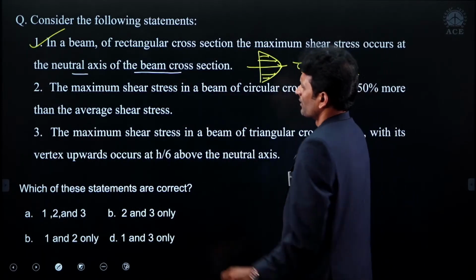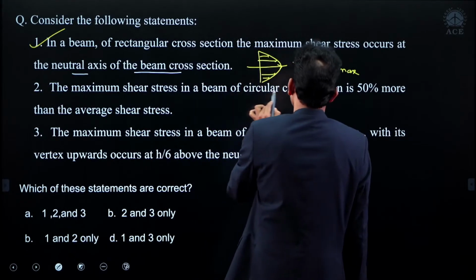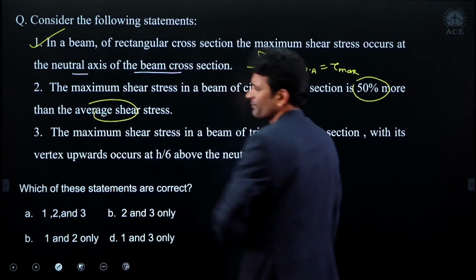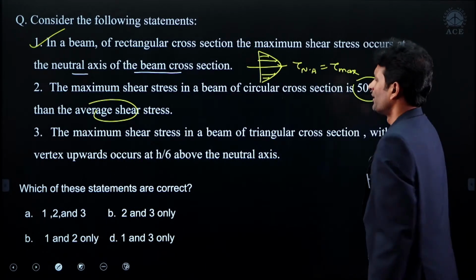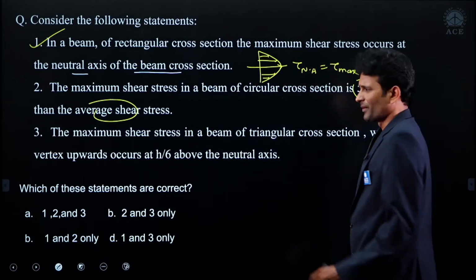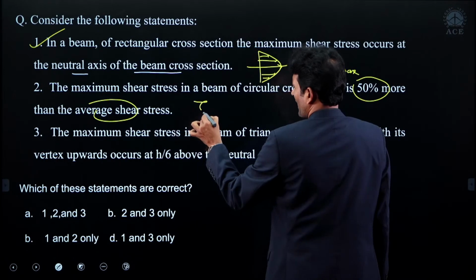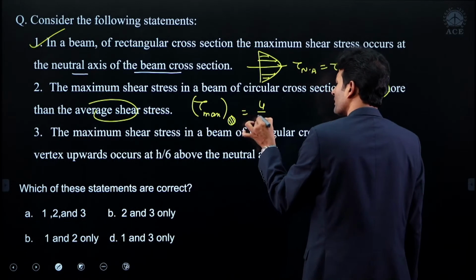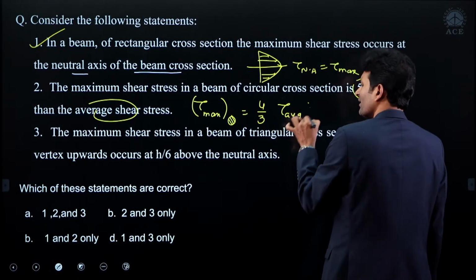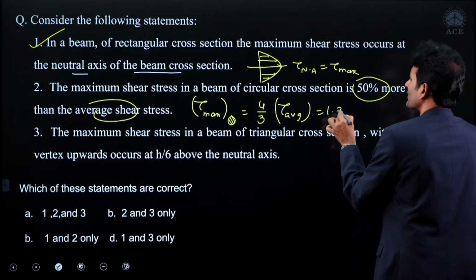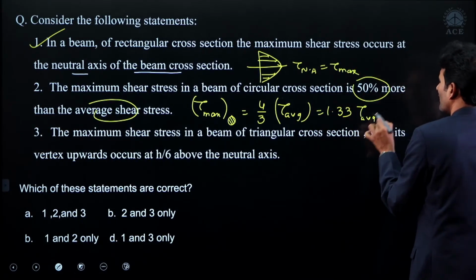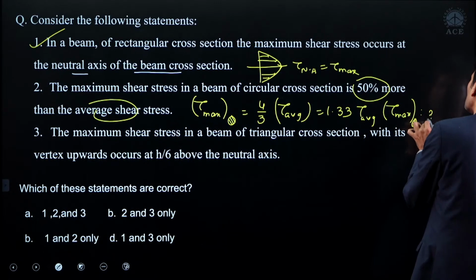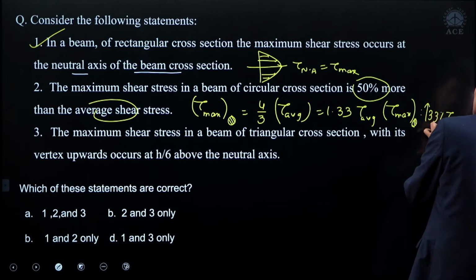See statement 2. The maximum shear stress in a beam of circular cross section is 50% more than average shear stress. Is it true? That happens in case of rectangular cross section. If I take the circular cross section, the maximum shear stress is 4 divided by 3 times the average shear stress. That means it is 1.33 times the average shear stress. Ante maximum shear stress in case of circular section is 33% more than average shear stress.